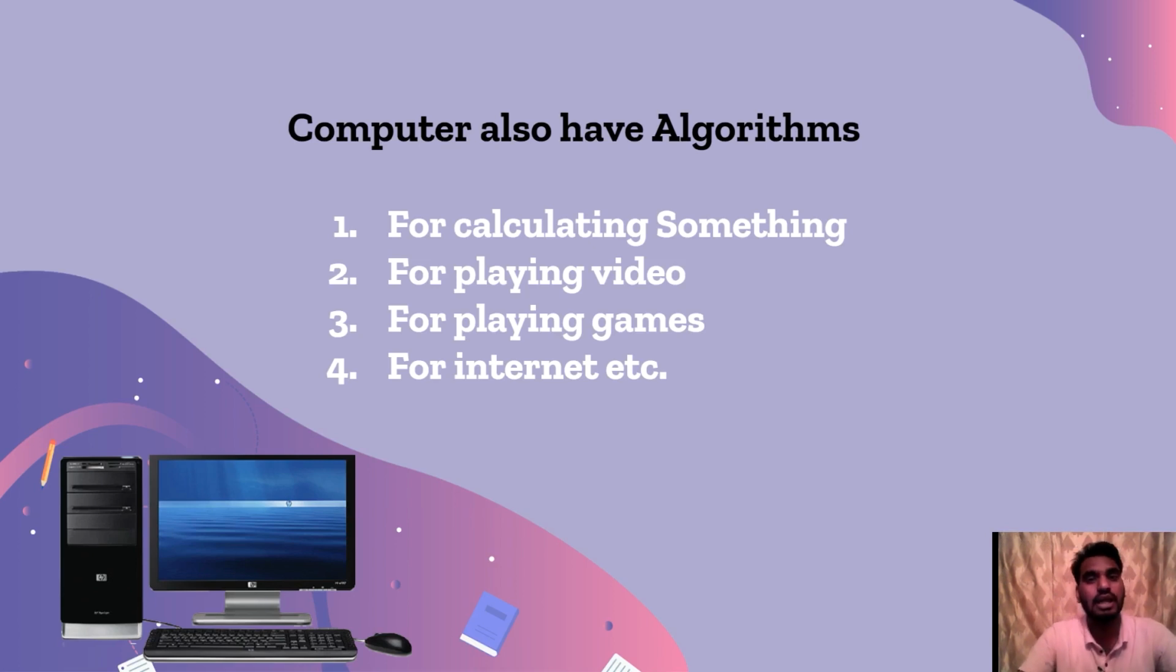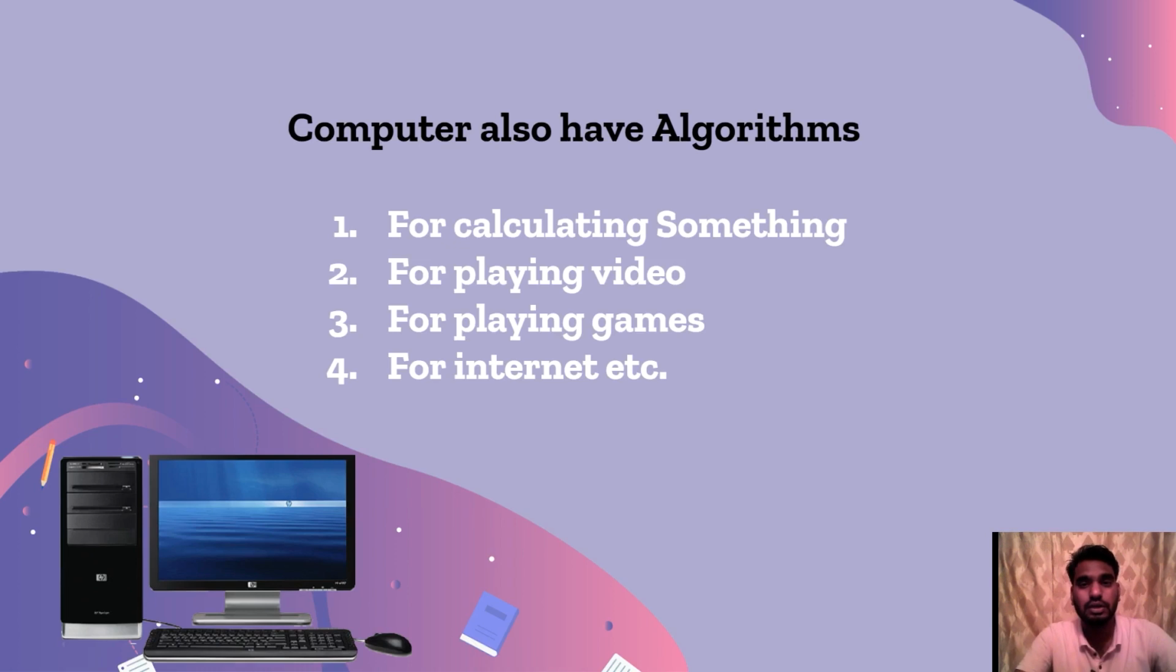For example, you are calculating something on the computer, then your calculator will give you the answer, right? So how does it give you the answer? By using some arithmetic algorithms like addition, subtraction, division, multiplication. If you are playing a video, if you are watching games, if you are watching videos, if you are working on the internet, then all the tasks that we perform on the computer are completed with the help of algorithms, and these algorithms are basically known as computer programs.